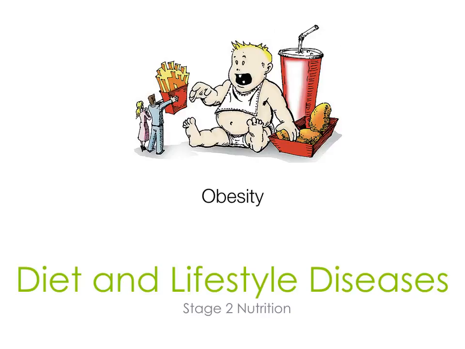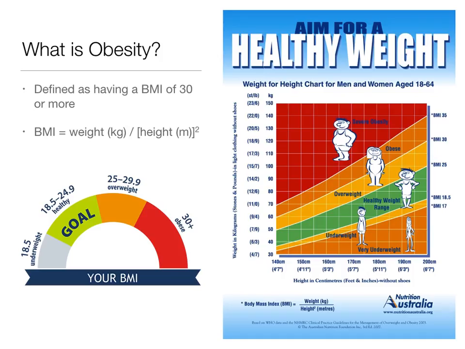So, what exactly is obesity? Obesity is defined as having a body mass index, or BMI, of 30 or more. BMI is equivalent to your weight in kilograms divided by your height in meters squared. As you can see by the chart at the bottom left of the screen, a BMI of 18.5 or less will classify you as underweight, while a BMI between 18.5 and 24.9 puts you right within the healthy weight range, which obviously should be our goal.